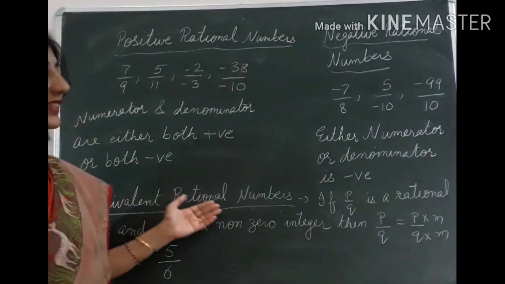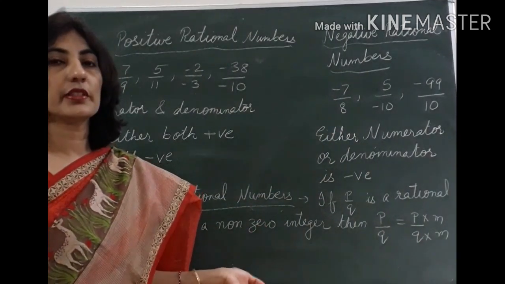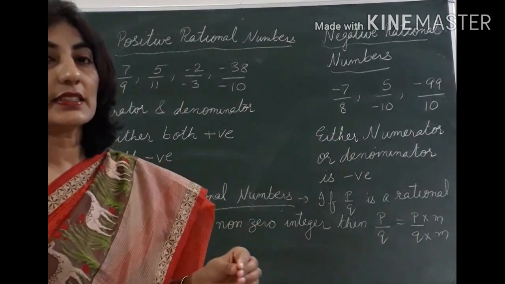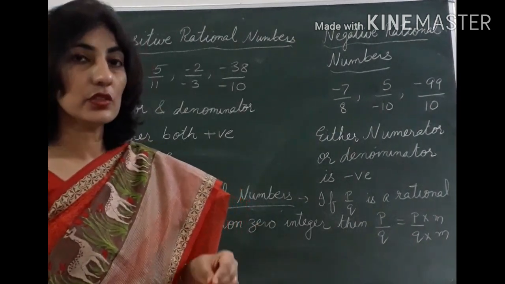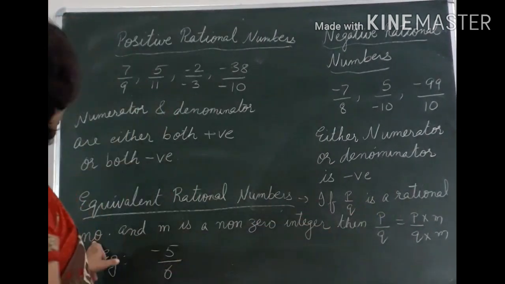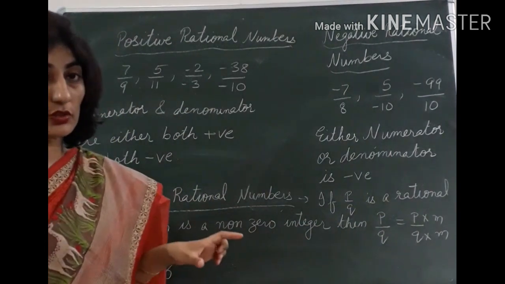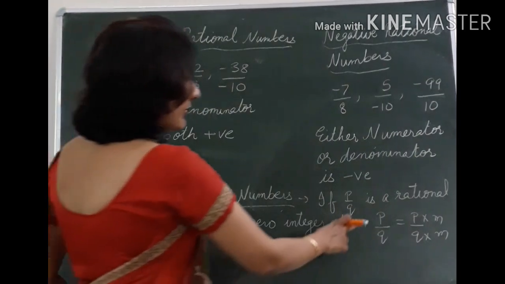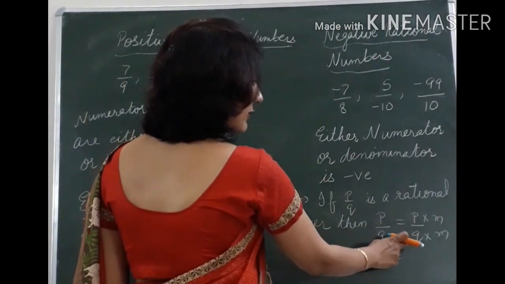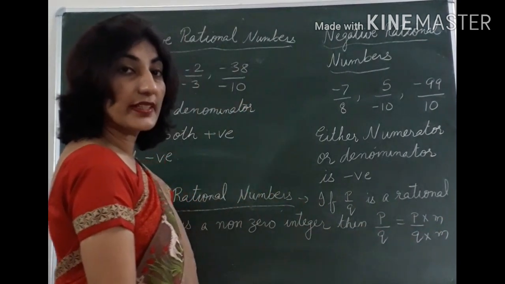Next is equivalent rational numbers. Like equivalent fractions we find, similarly we find equivalent rational numbers by multiplying or dividing the numerator and the denominator by same non-zero number. Here I have written, if p by q is a rational number and m is a non-zero integer. What is m? Non-zero integer. It should not be 0. Then p by q is equivalent fraction. If I have to find, I have to multiply this fraction p by q by the non-zero rational number m. In place of m, you can take the number.